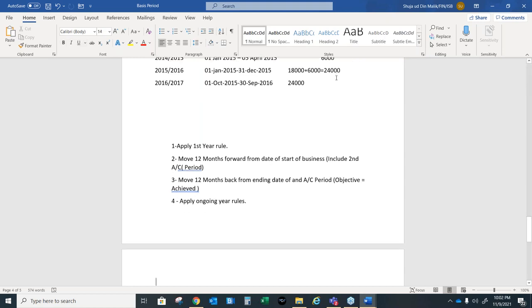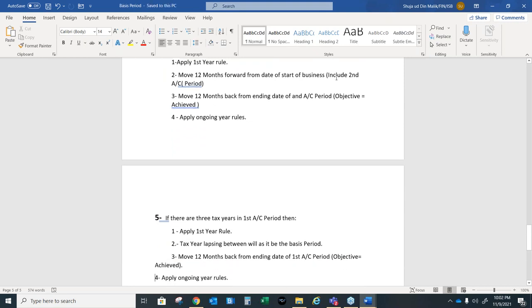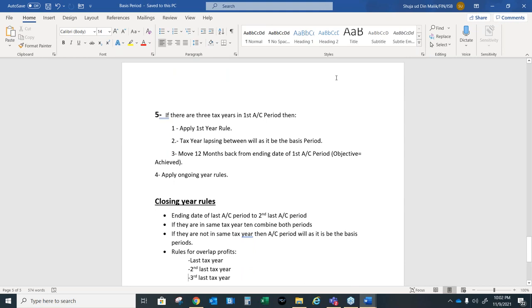So I have written some narrations for you. You have to apply the first year rule, then you move 12 months forward from the date of start of business, including second accounting period. Some months of second accounting period will be used here, and then you will be moving 12 months back from the ending date of the accounting period. The objective will be achieved, and we will be applying ongoing year rules or current year rules moving forward. Any problems till now?